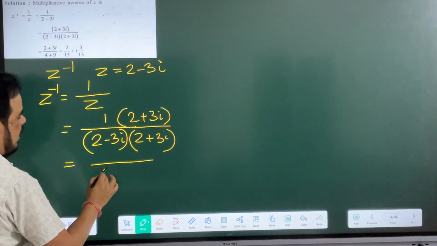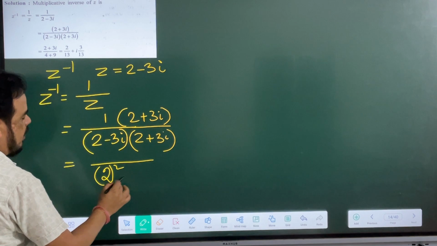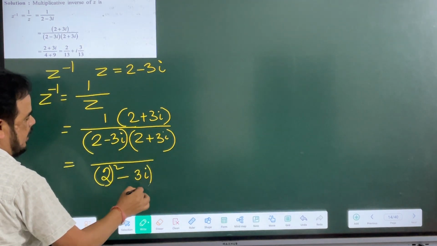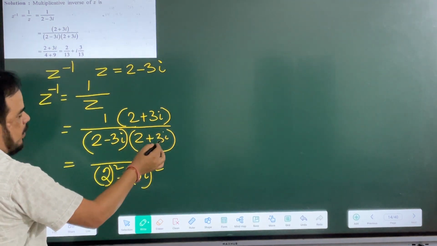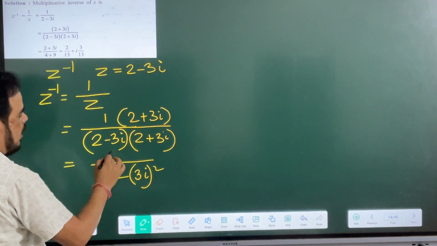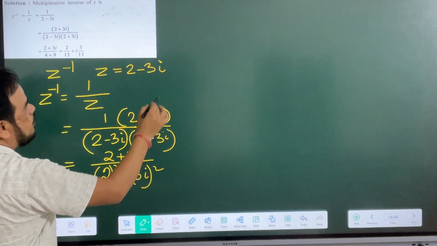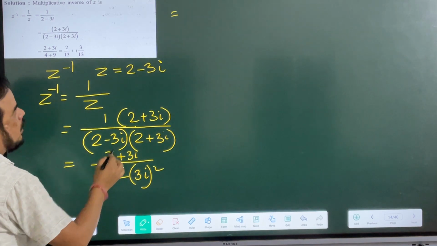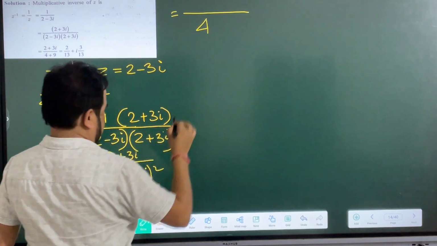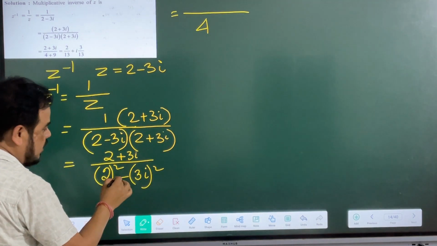Then we can write this, and if you don't remember, let me write it this way. A minus b into a plus b, a square minus b square. Here only 2 plus 3i. 2 square is 4. I square is minus 1. Minus minus plus.